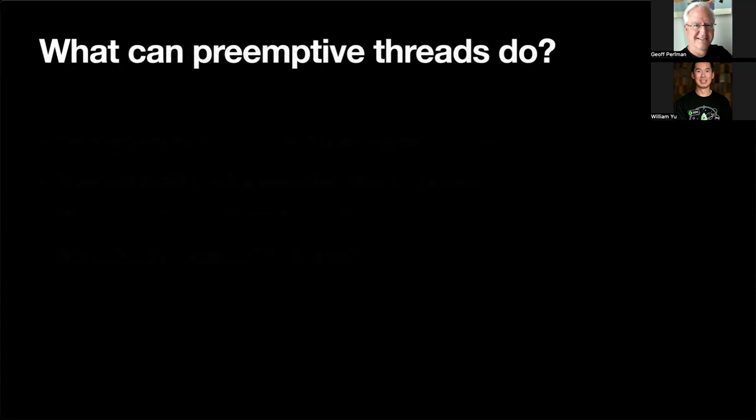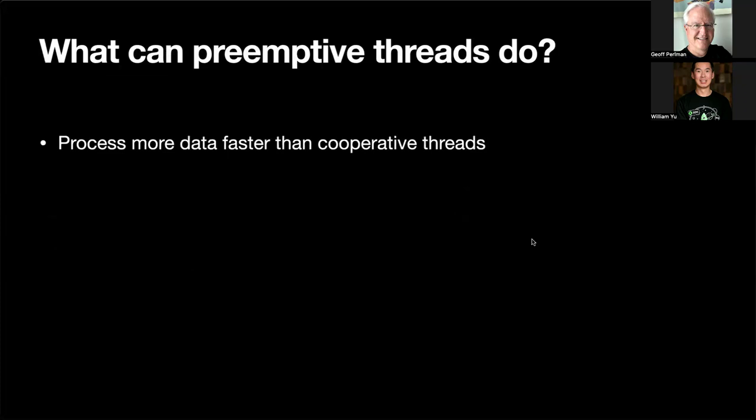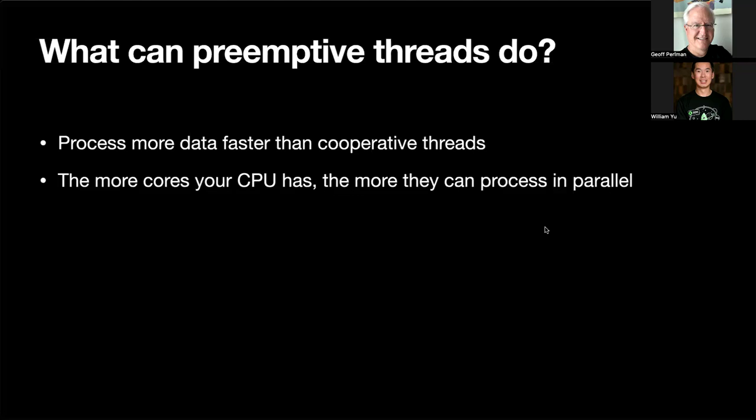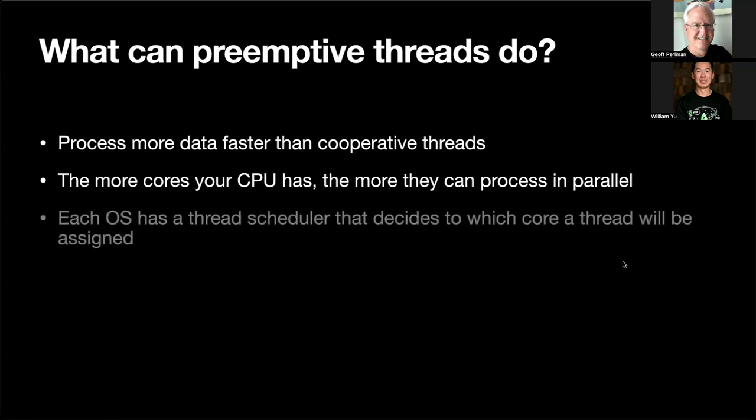Okay, so what can preemptive threads do? Well, they can process data faster than cooperative threads because they can run on multiple CPU cores. And the more cores your CPU has, the more they can process in parallel. That's kind of obvious. And as new computers are coming out, they're coming out with more and more cores. That's definitely what's been happening. We've kind of reached or are reaching the theoretical limits of what we can do with CPU speed. So CPUs have been adding more and more cores so we can at least do more processing in parallel.